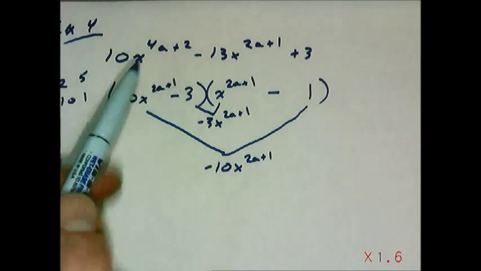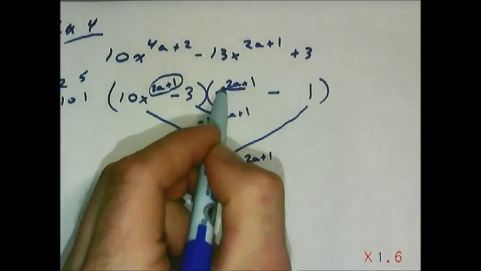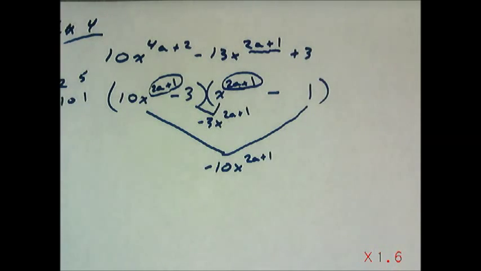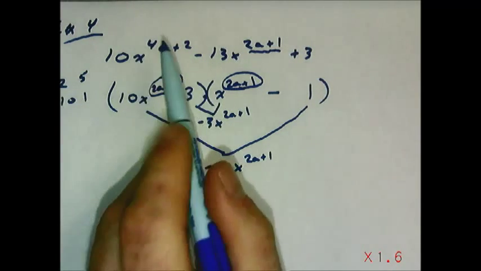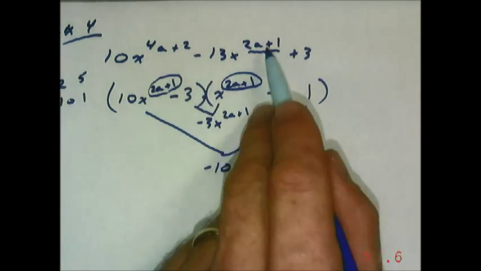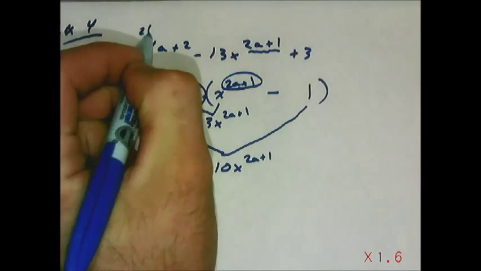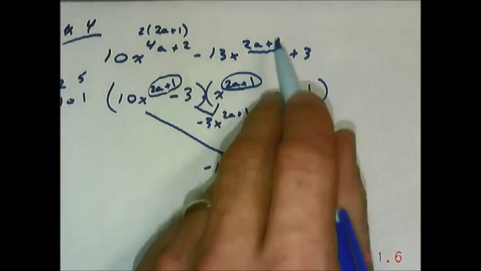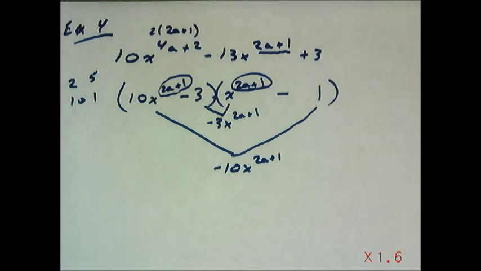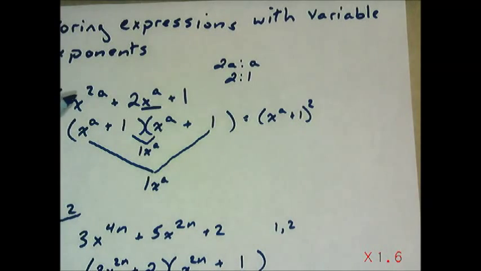Notice again, my exponent for my first term is always going to be twice what I started with as my middle term's exponent. And we'll always have that 2-to-1 ratio. If I look at 4a plus 2 and 2a plus 1, this is twice as much as my second one. So to recap, factoring expressions with variable exponents, we're going to factor them very similar to what we did with quadratics, as long as they have a 2-to-1 ratio.